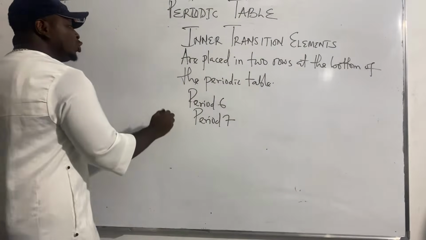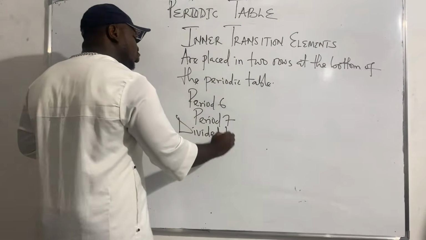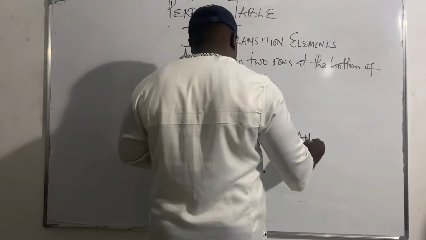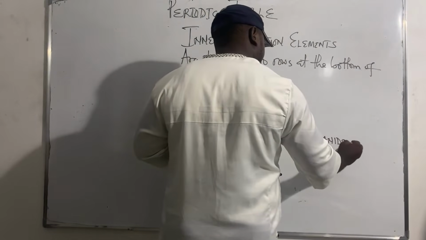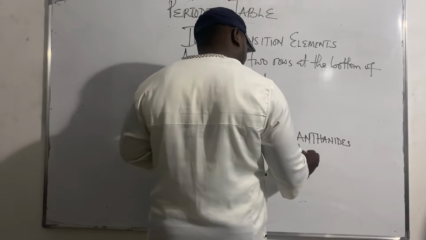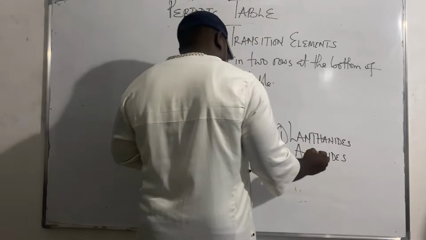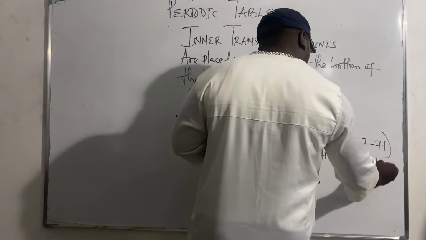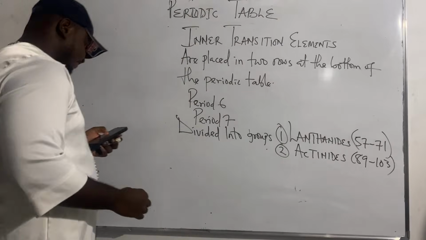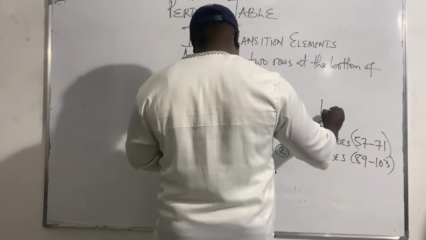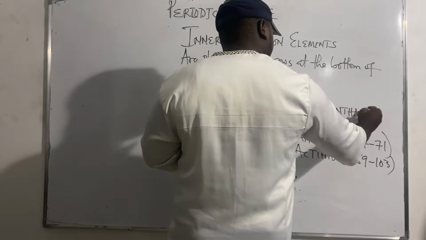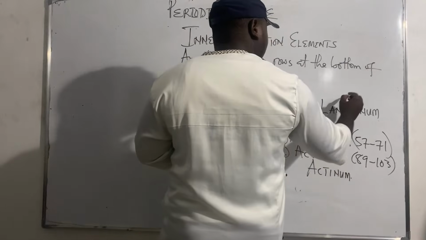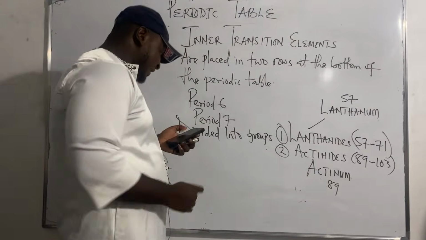The inner transition elements are divided into two groups. One is the lanthanides. Two is the actinides. The lanthanides are from atomic number 57 to 71. The actinides are atomic number from 89 to 103. The first member of the lanthanide family is lanthanum, and the first member of the actinide family is actinium. So this one has atomic number 57, this one has atomic number 89.